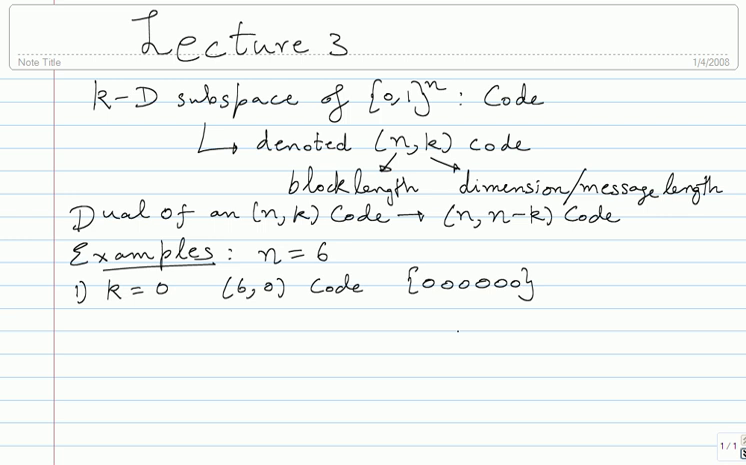Is that a subspace? Yeah, it's a subspace. Whatever you do, nothing will happen. You add and multiply, nothing will happen. So it's a subspace. We'll call it the 6,0 code. It's a trivial code. There's really nothing in it.